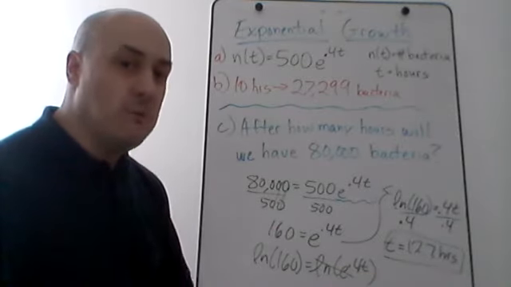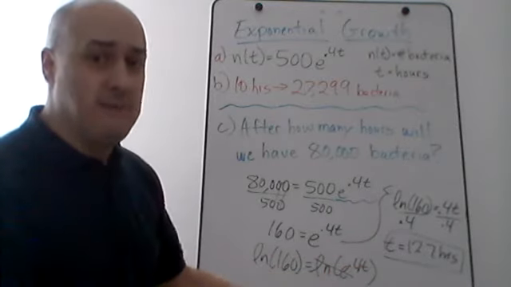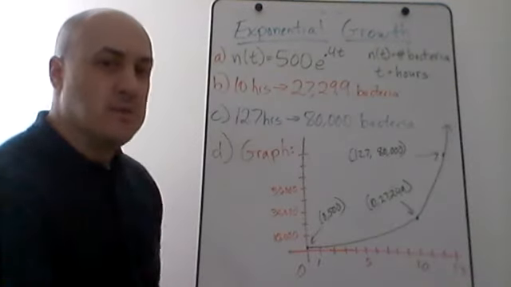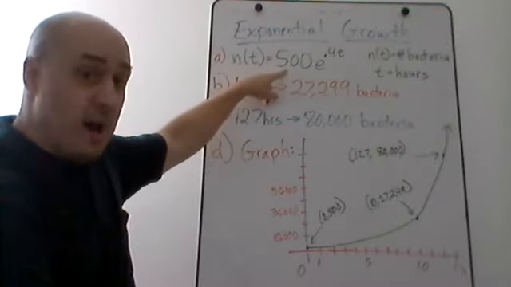I'm going to pause this one more time. The last part of this is to graph this function, which I'll just put the graph up here, and then play the video again and talk about the graph for a few seconds. So the last part of this problem was to sketch the graph of the function n of t that we found back in part A.